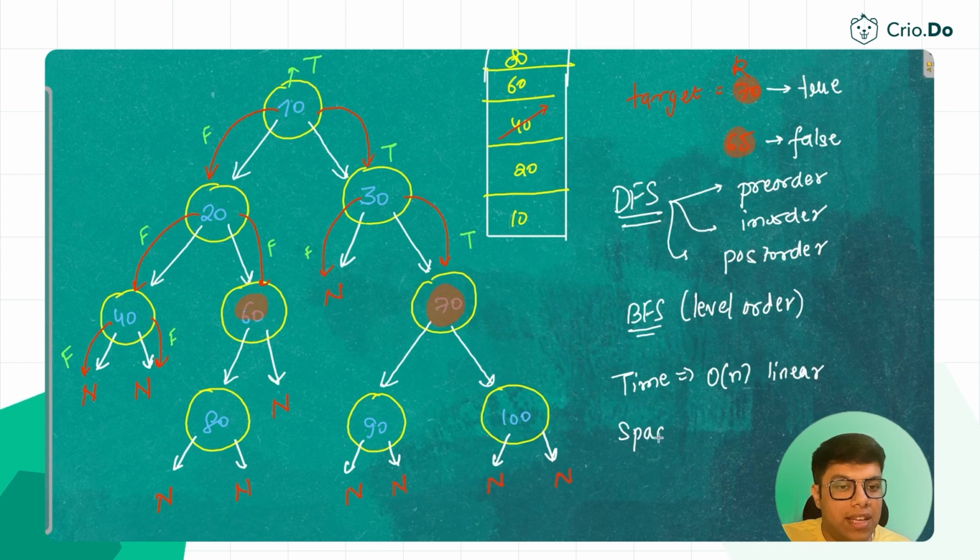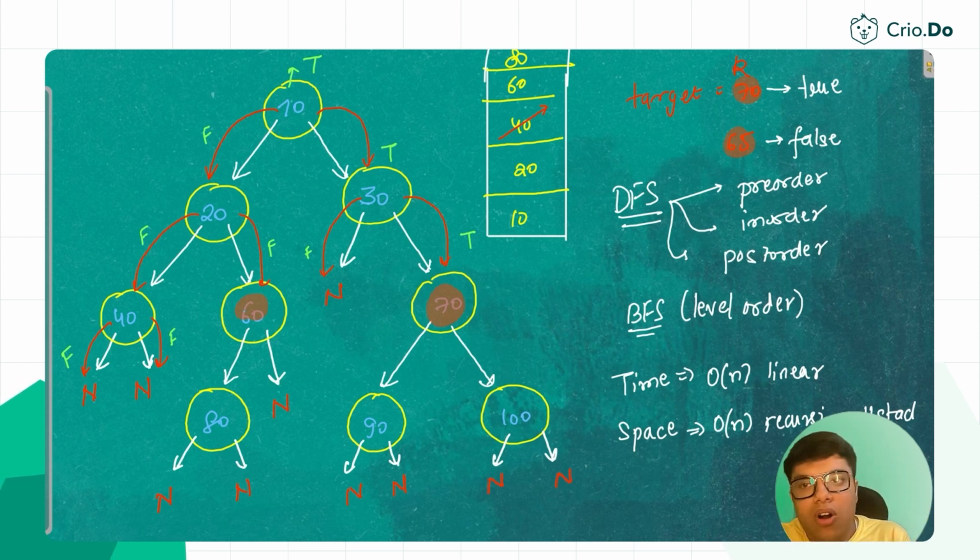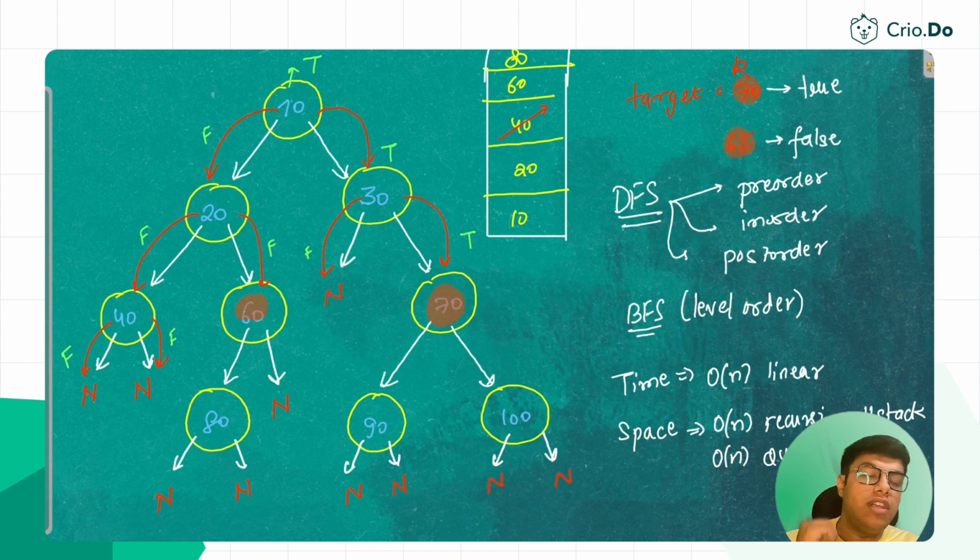And what about space? Whether you are using DFS or BFS, the space complexity will also be linear in the worst case, due to the recursion call stack, because we are pushing the nodes every time we make a recursive call. Even if you are not using recursion, even if you are doing it using level order BFS, it will still take order of n space due to the queue data structure, because you have to use a queue in order to store all the levels of a particular binary tree.